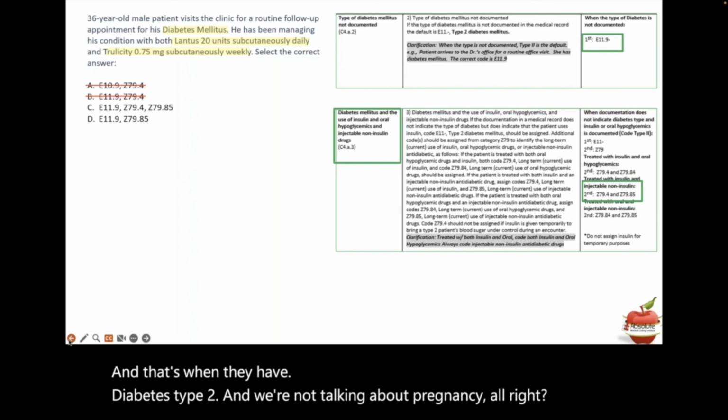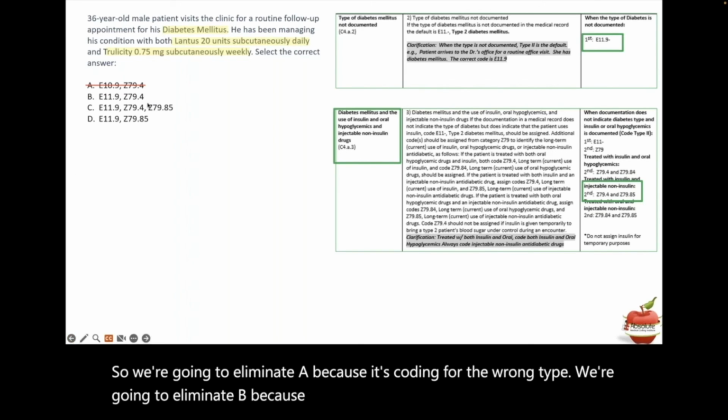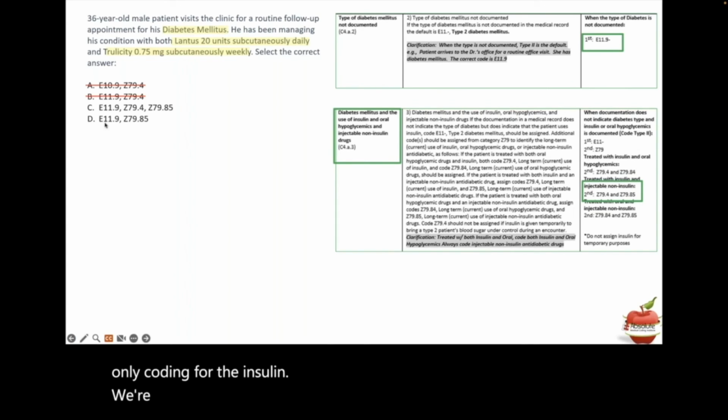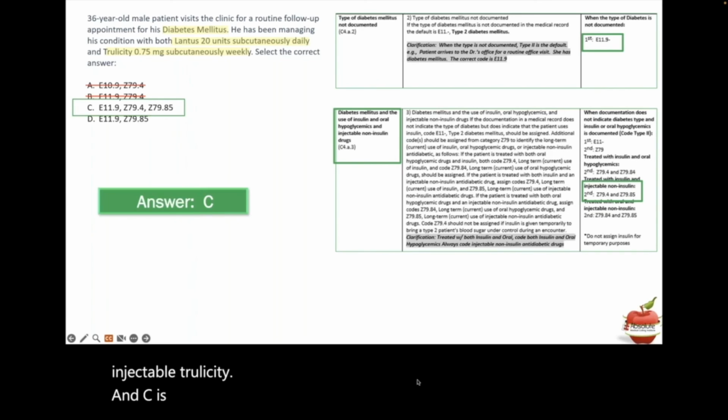So we're going to eliminate A because it's coding for the wrong type. We're going to eliminate B because they're not coding for the Trulicity. They're only coding for the insulin. We're going to eliminate D because it's only coding for the non-insulin injectable Trulicity. And C is our answer.